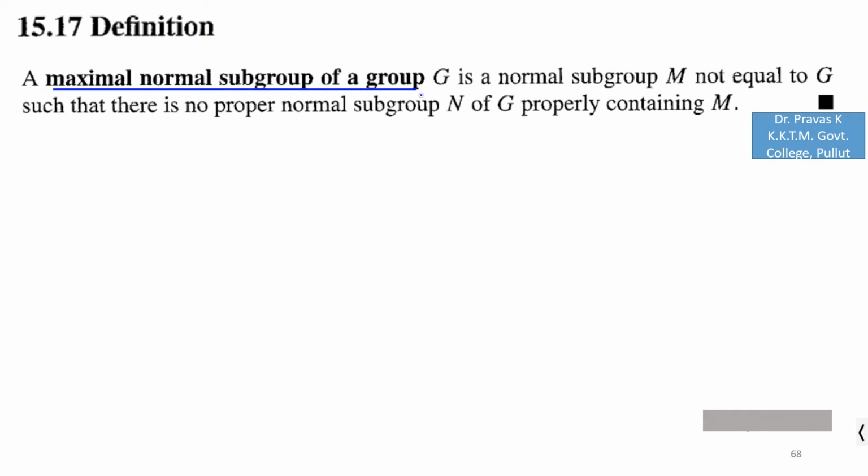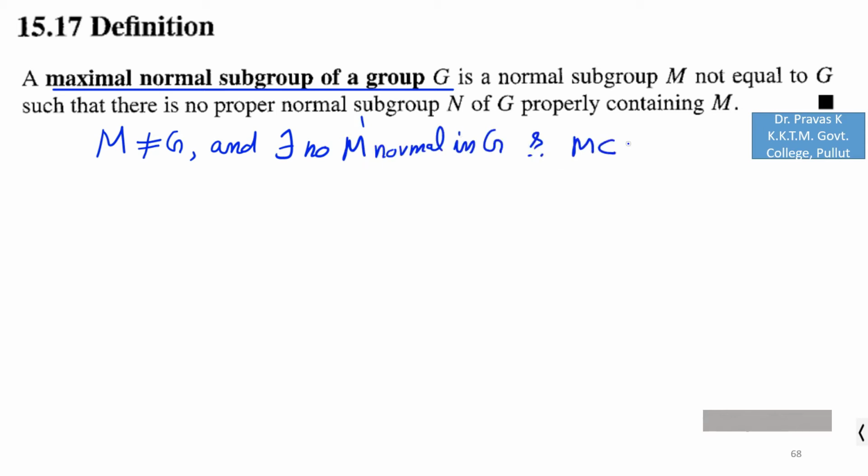A maximal normal subgroup of a group G is a normal subgroup capital M which is not equal to G such that there is no proper normal subgroup capital N of G properly containing M. That is, M not equal to G and there exists no N or M dash which is normal in G such that M is properly contained in M dash.